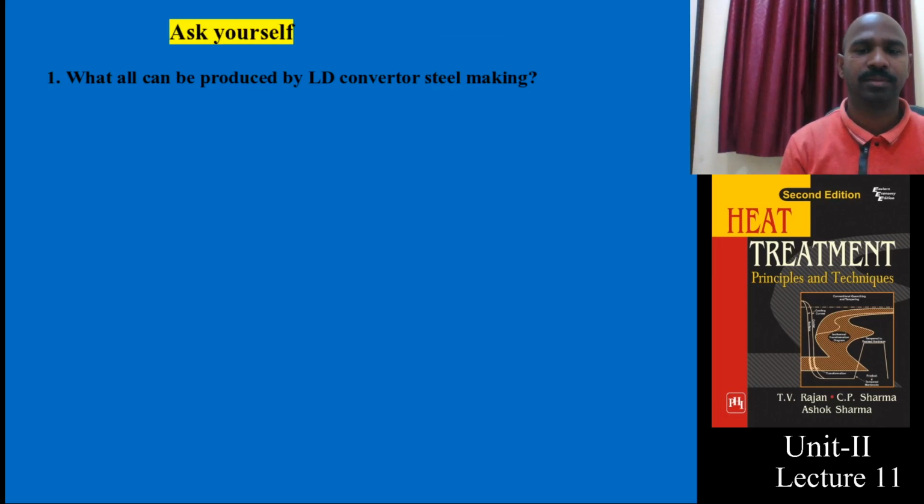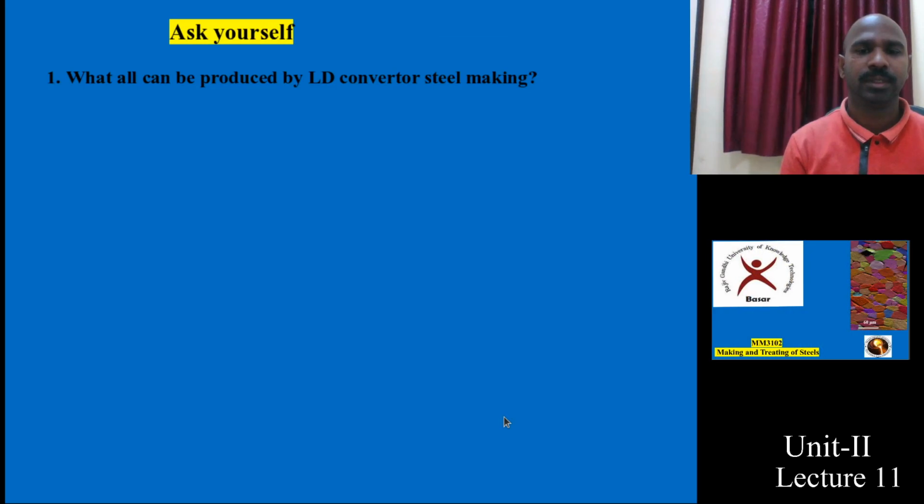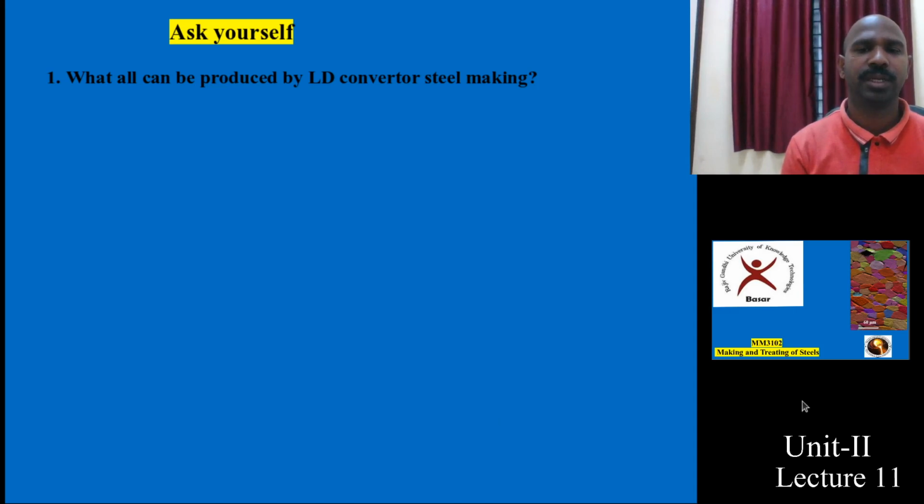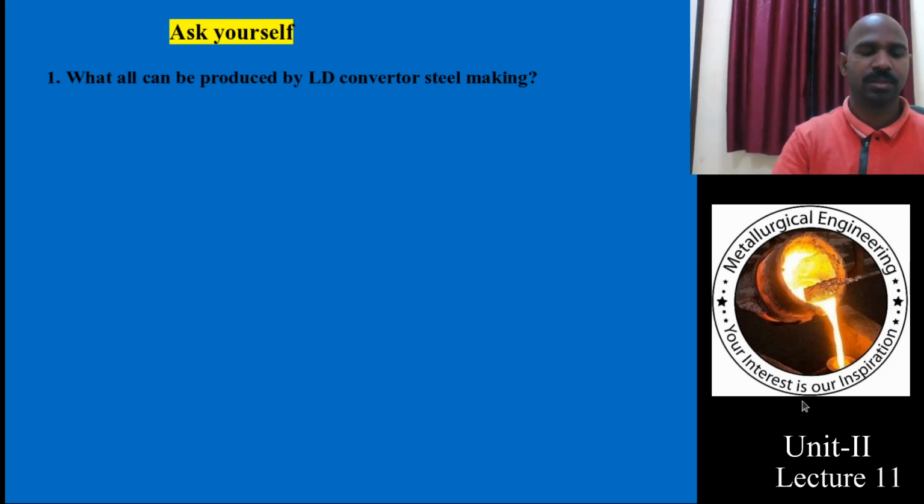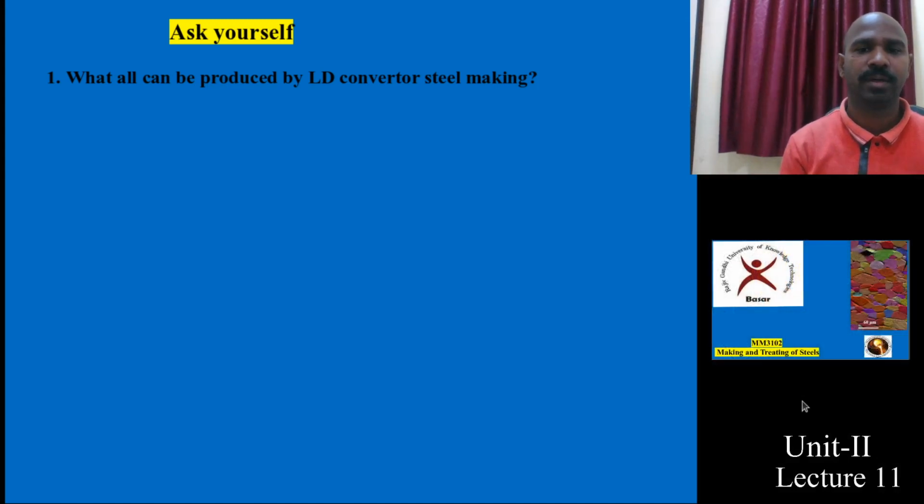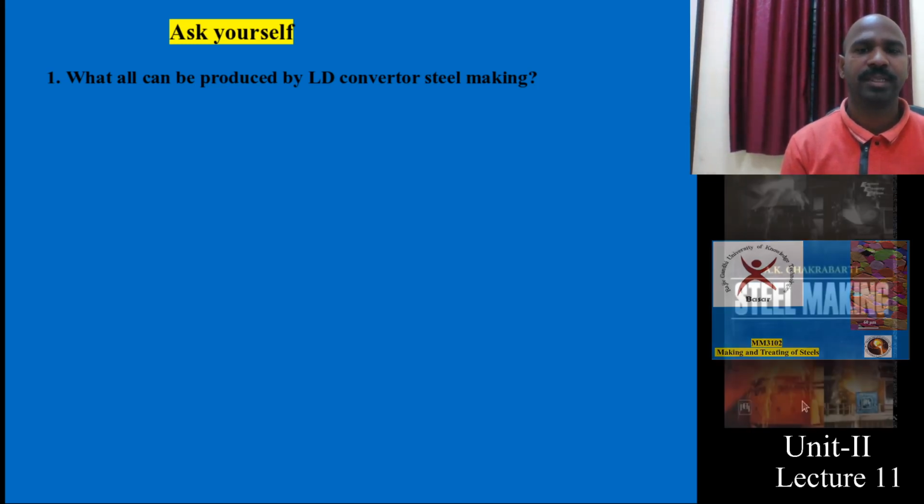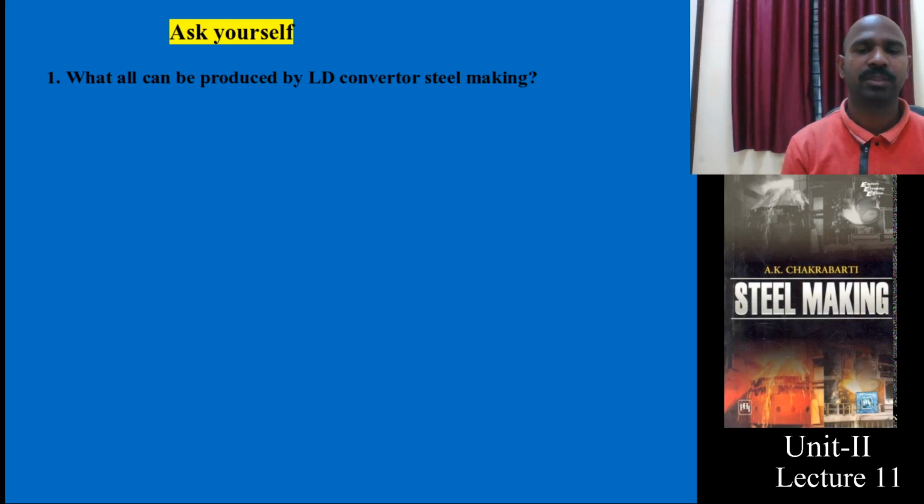Think about this question: what all can be produced using the LD converter steelmaking process? And from the previous lecture, solve the numerical problem yourself: take the data, write it down in your notes and try to solve it. This lecture gives you a basic, brief understanding of the LD converter steelmaking procedure, as well as the raw materials. In the next class we talk about LD converter steelmaking developments. Thank you.